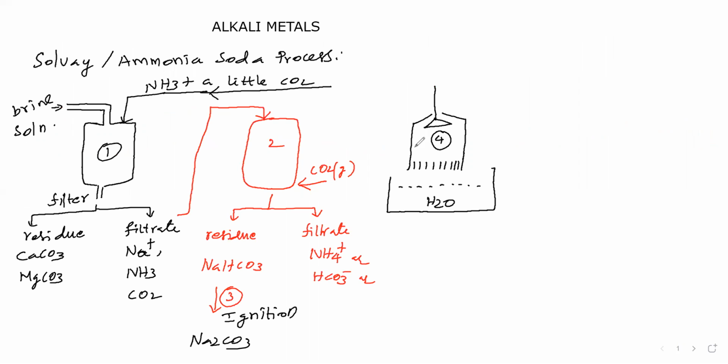The calcium carbonate decomposes to give carbon dioxide, which moves up. That carbon dioxide is taken and sent into the second tower. Calcium oxide is solid, and it falls down into the water. This calcium oxide combines with water to give calcium hydroxide. So here calcium hydroxide is produced.